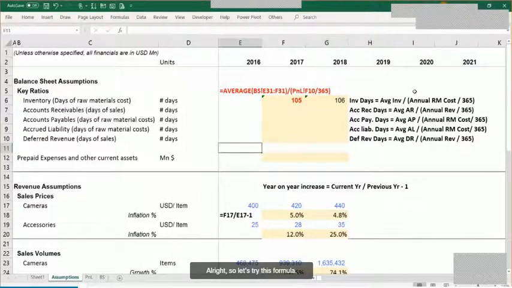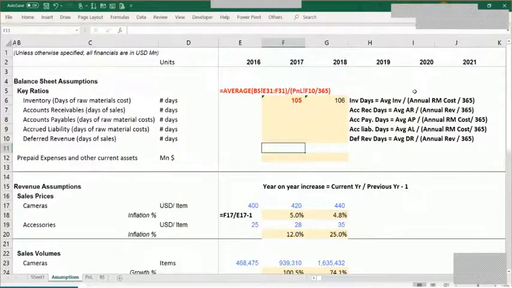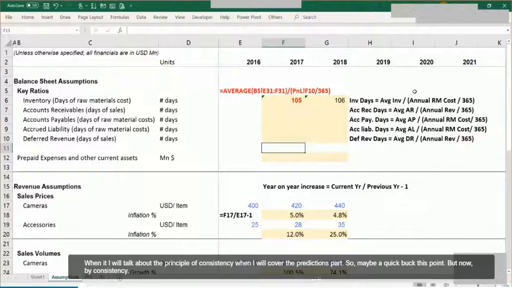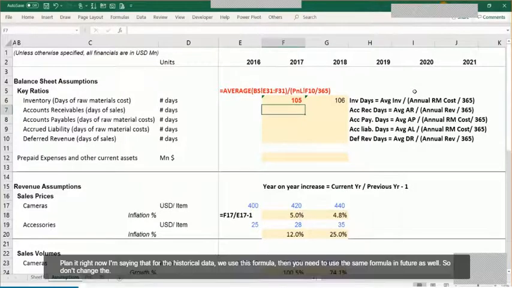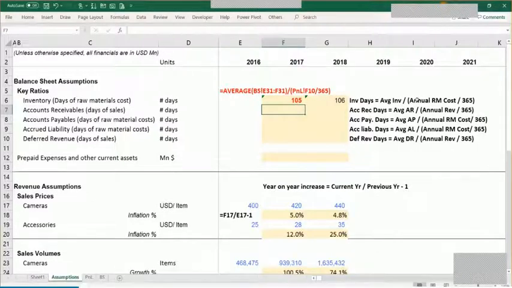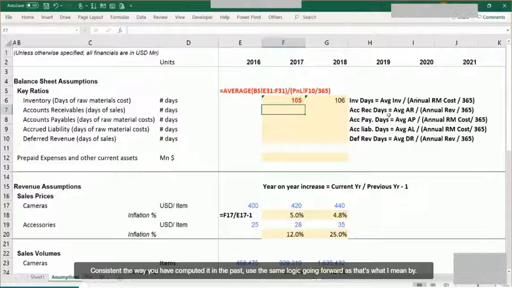All right, let's write this formula for others. Venkat, I will talk about the principle of consistency when I cover the projections part, so maybe you could park this point for now. By consistency, just to briefly explain it right now, I am saying that if for the historical data I've used this formula, then you need to use the same formula in future as well. So don't change the assumption. Be consistent with the way you have computed it in the past. Use the same logic going forward as well. That's what I mean by consistency.